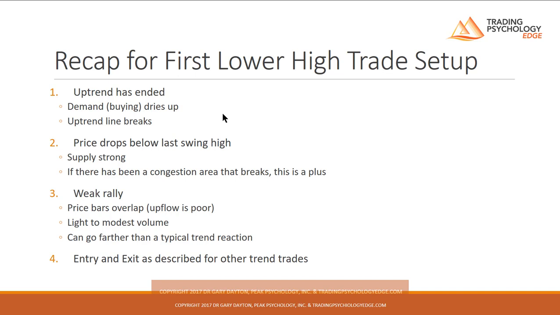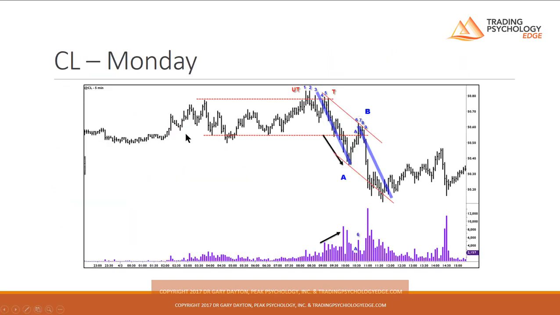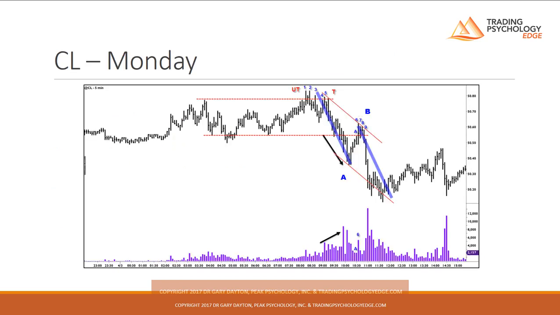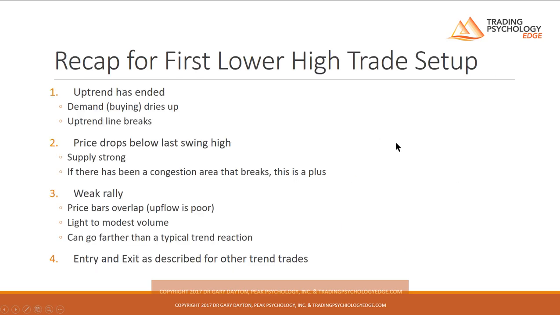If there's been a congestion area, and in this case there was, right? This is a nice congestion area. That breaks. This is a plus. Then we have a weak rally. Price bars overlap, or the upflow is poor. We have light to modest volume. And again, it can go further than a typical trend reaction or do some funky kind of stuff. And in this case, we would have expected A to be the end, and it does a buying climax instead. It's a bit disruptive. And the entry and exit is the same as for other trades.